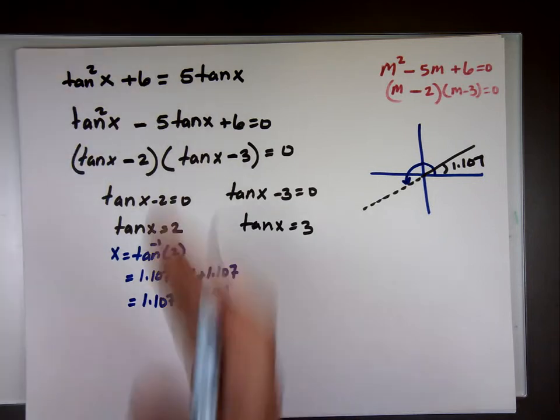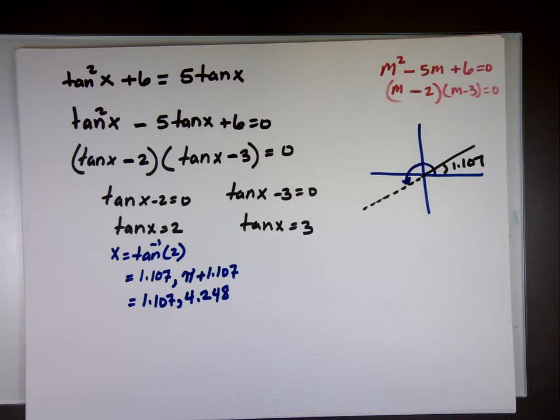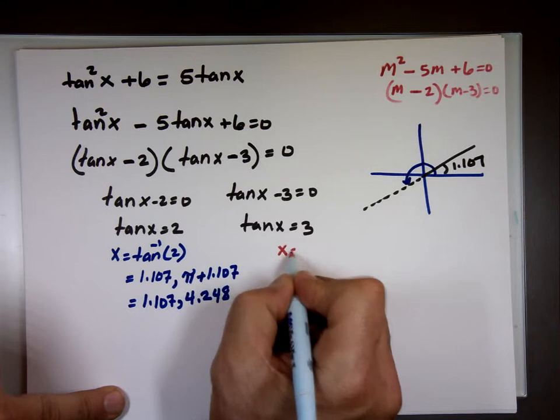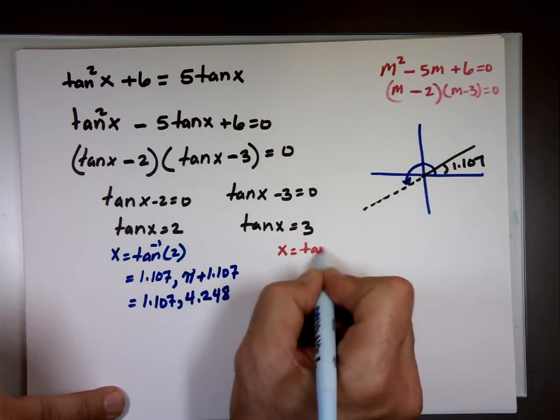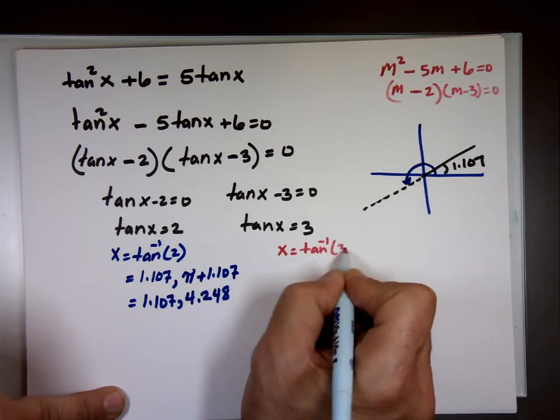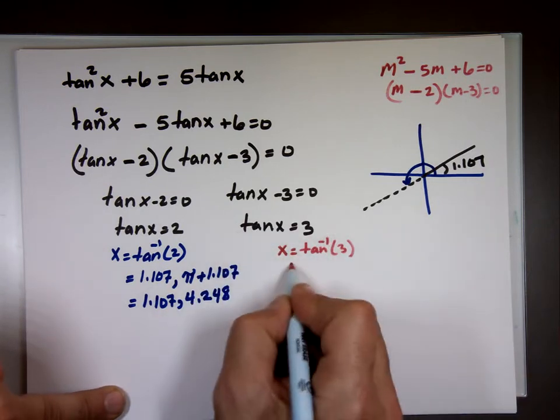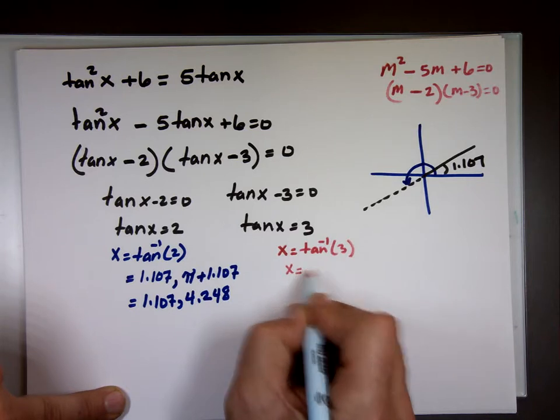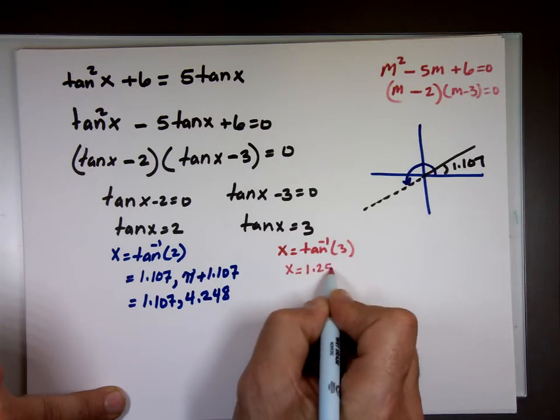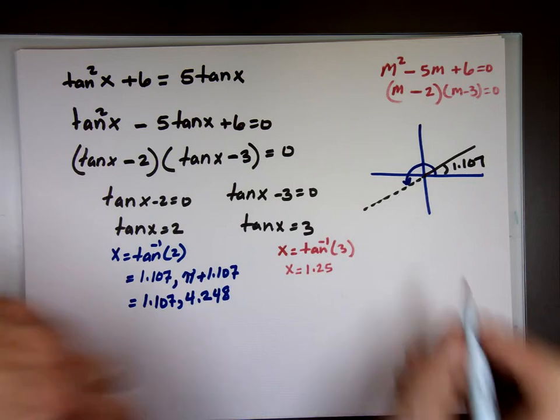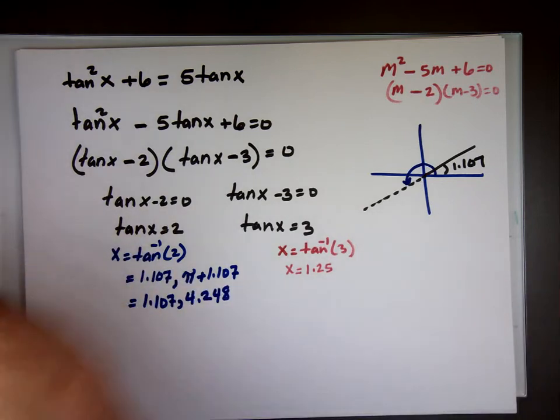That's only for the first half of the problem. I've got to do the same thing for the right half. I'll use a red color for the right side. X will be what? The inverse tangent of 3. That's this piece. X equals what? 1.249. 1.25 is good, huh? I'm getting tired too, so I'm rounding to 2 decimal places.